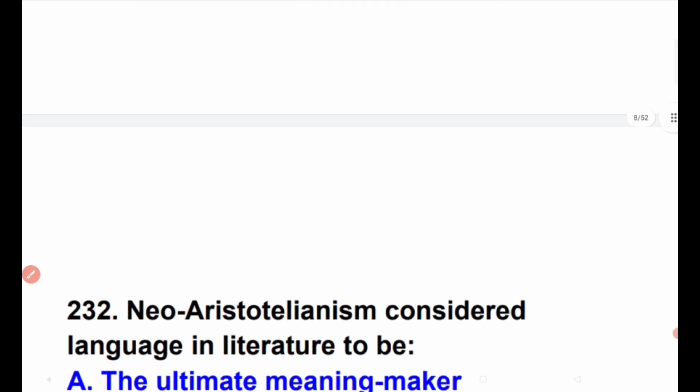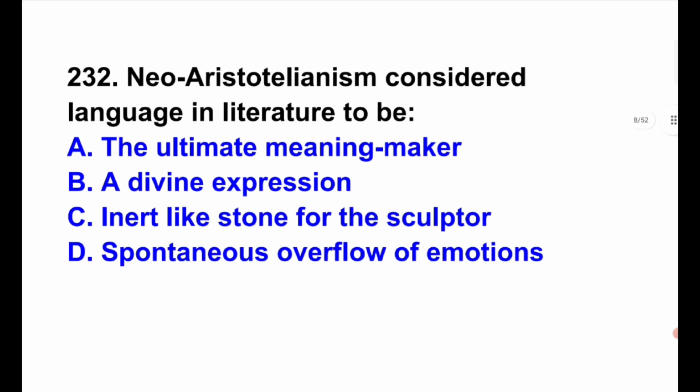Next, the neo-Aristotelians considered language in literature to be option C, inert like stone for the sculptor.